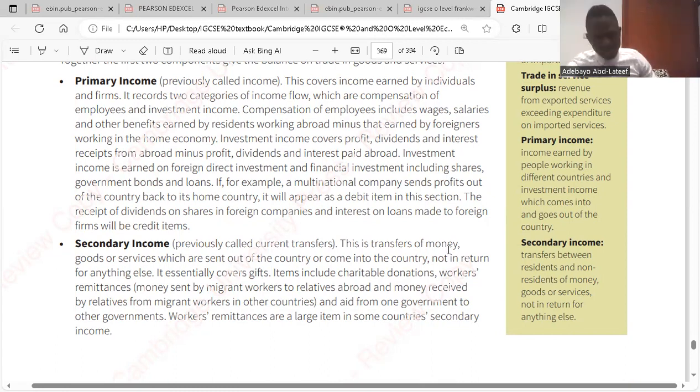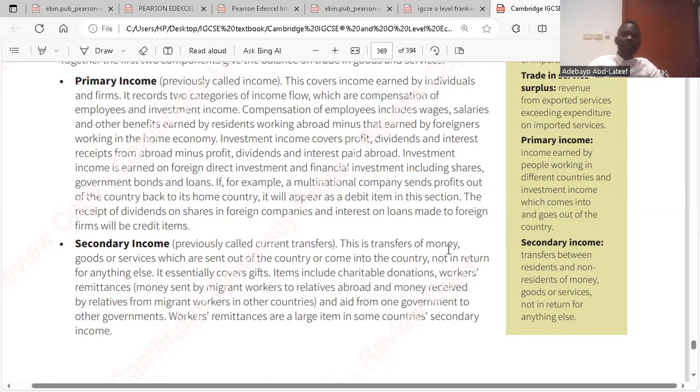So go to the secondary income. This is also called the current transfer. So this is transfers of money, goods, and services. Transfers of money, goods, or services which are sent out of the country or come into the country, not in return for anything else. We call it secondary transfer, like the aids. Like, Turkey gave Ghana $5 million, or Libya gave Ethiopia $10 million. These are secondary income because there is no exchange of goods and services on them.